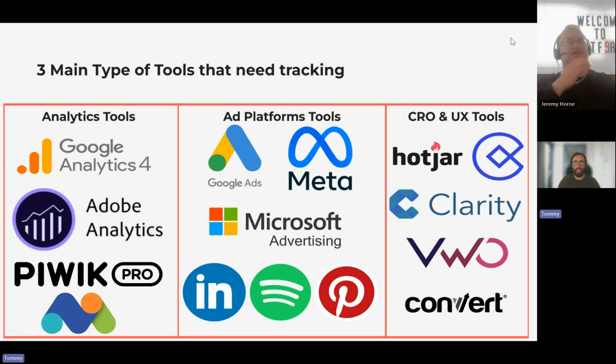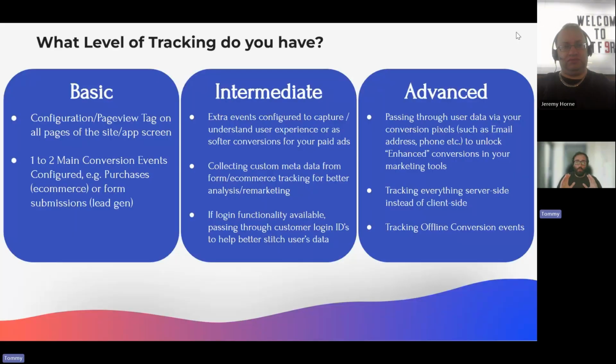So I'd categorize them in three areas. You've got your analytics tools, your ad platform tools, and possibly your CRO UX tools. There's probably more. You can probably do tracking to your email platforms as well, and there are loads of other tools like Lead Forensics. But just put it in three main categories. And I'd say the big wins, the ones you definitely want to be maximizing, but we're going to focus on analytics and ads because that's where the majority of your investment is going to be. What we want to talk about here is basic, intermediate, and advanced tracking.